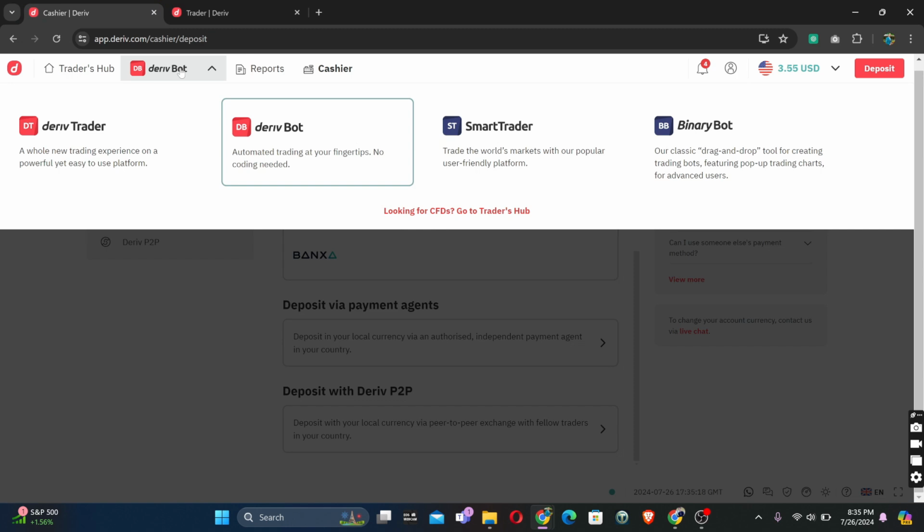Remember, we have talked about Deriv Trader and Deriv Bot. Deriv Bot means that you are going to automate your trades, and on Deriv Trader you are going to be trading manually. We have seen we have a lot of bots already. I've given many of you access to those bots. You can use them for free, but make sure that you understand how they work.